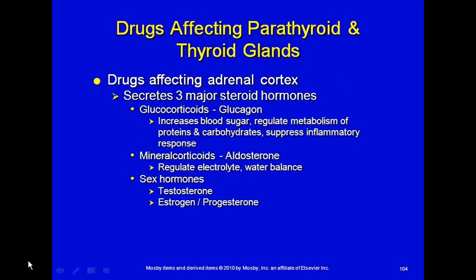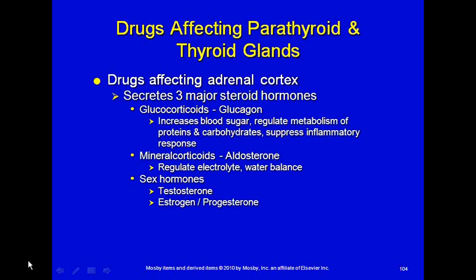Drugs affecting the adrenal cortex. The adrenal cortex is the cortex of the adrenal glands. The adrenal glands sit on top of the kidneys. The adrenal cortex secretes glucocorticoids, which include glucagon, and glucagon increases blood sugar. When glucagon is released by the adrenal cortex, it causes your liver to release its sugar stores into the bloodstream, and then through glycolysis, a process, glycogen is converted into glucose.